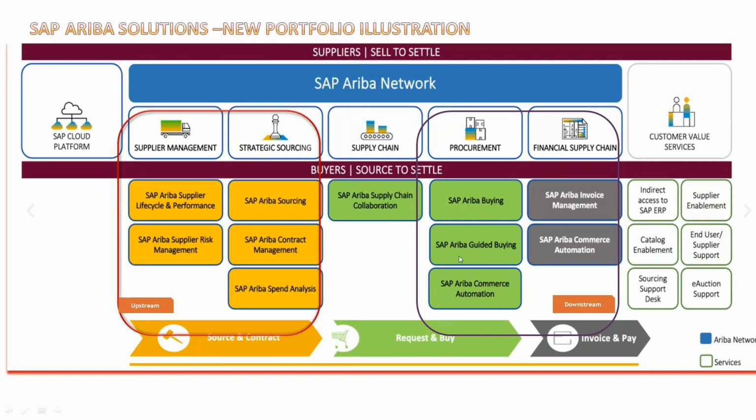Additional features in supply chain collaboration are that you can go for consignment, subcontracting, and quality collaboration. So quality collaboration, subcontracting, and consignment feasibility we don't have with commerce automation. It is there only with supply chain collaboration. This is the difference between these two.